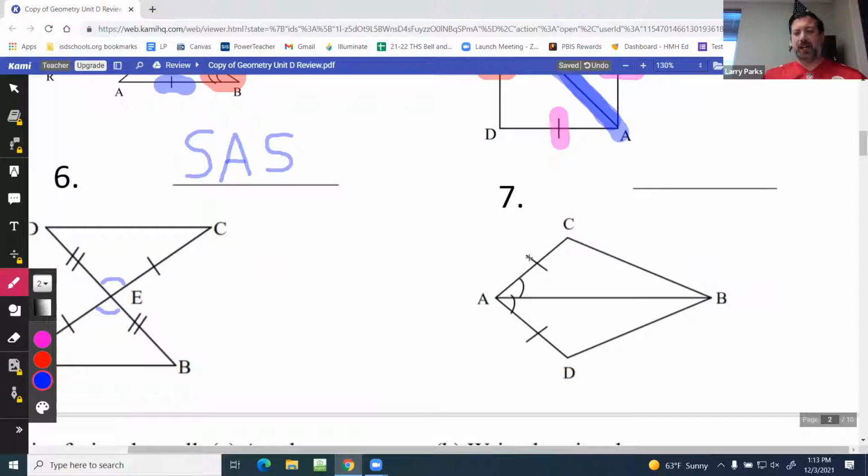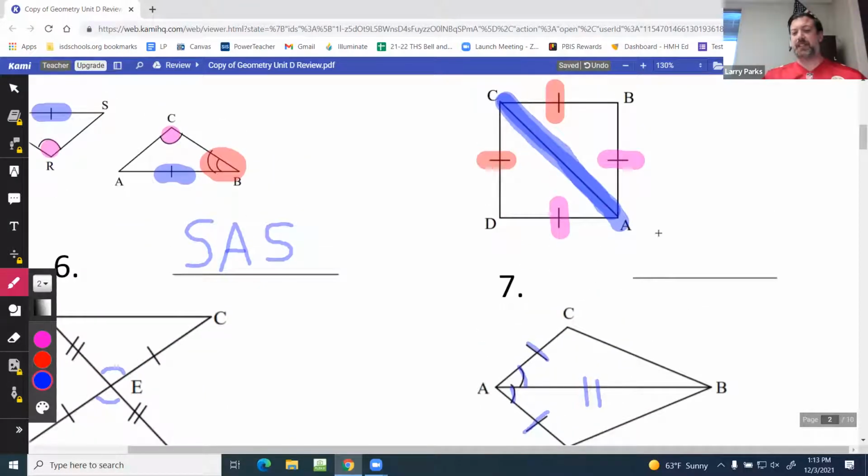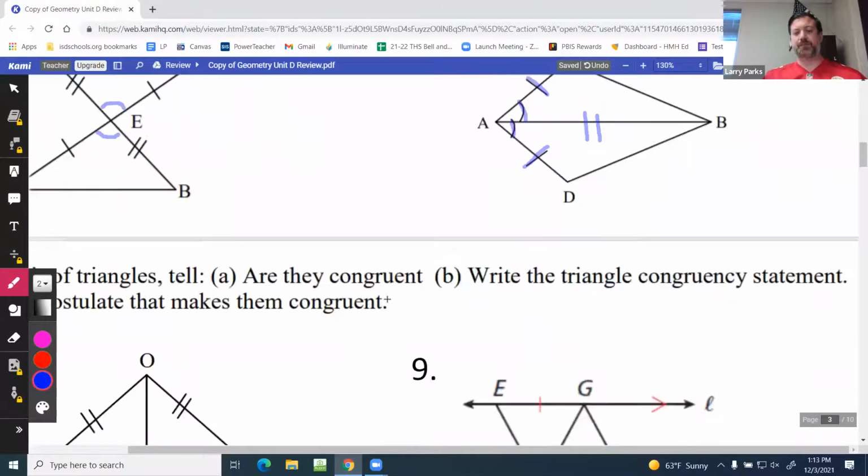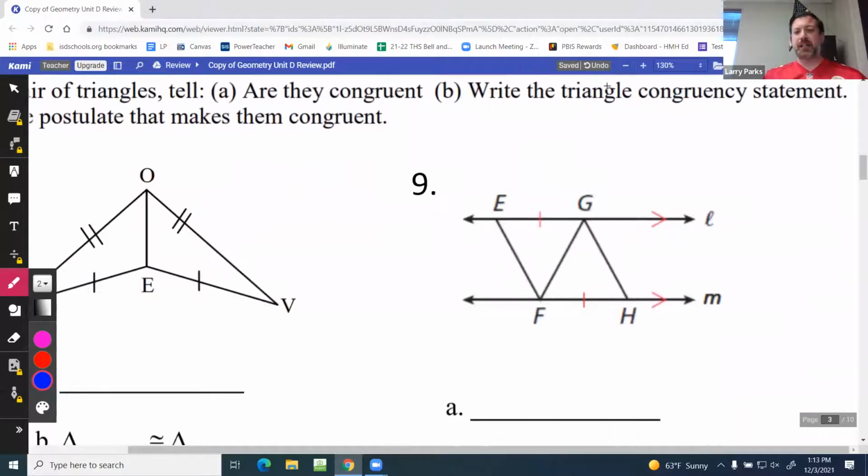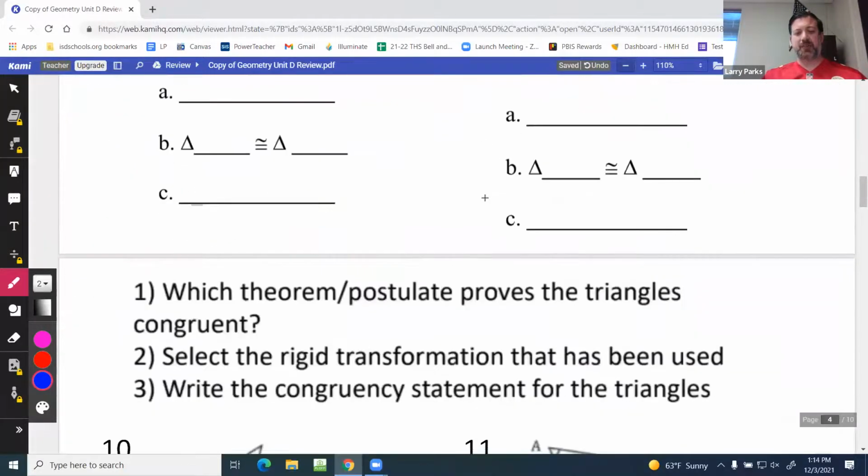Here, I would have side, angle, side, because they share the same side. So I got side, angle, side, which is indeed one of our theorems. So side, angle, side. So I'm trying to go through all of the side, angle, side questions.